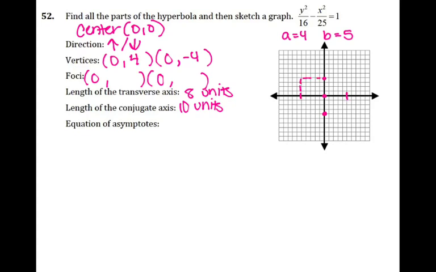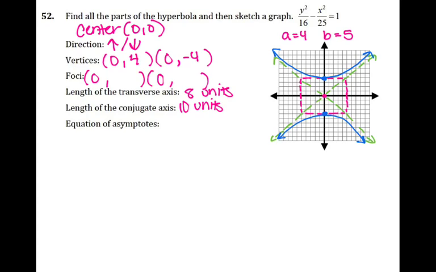So I'm going to draw my rectangle around these points. And through each corner of my rectangle, I'm going to draw the asymptote. And the asymptote will help us figure out how wide or how narrow to make each of my hyperbolas. Okie dokie. So now that I have my asymptotes, I can go ahead and sketch my hyperbola, extending towards the asymptotes, but not actually touching or crossing. Look at that beautiful graph.